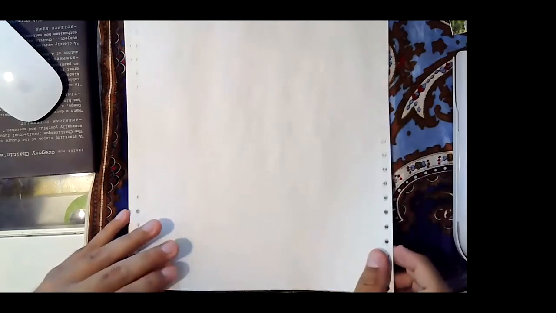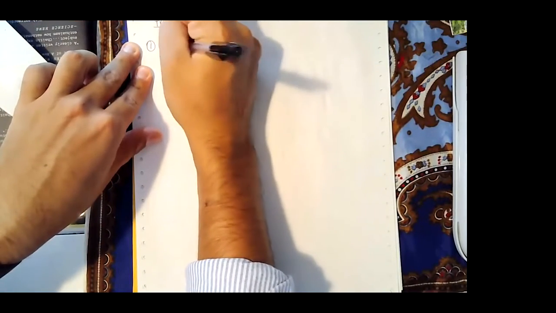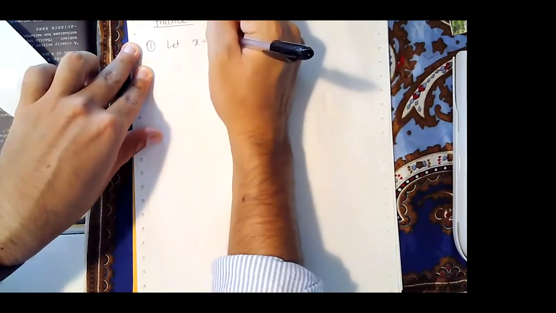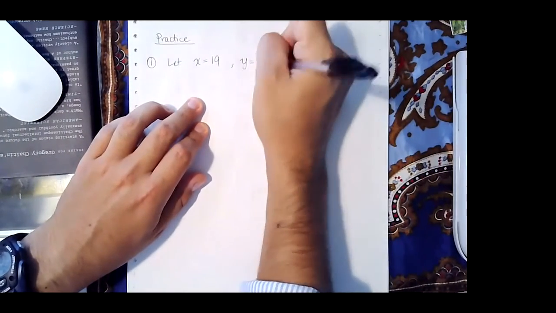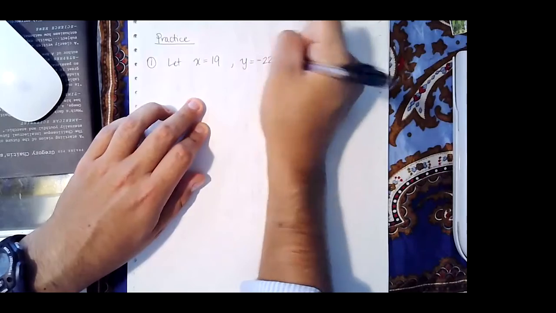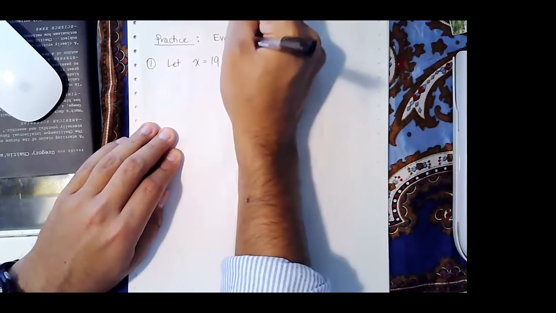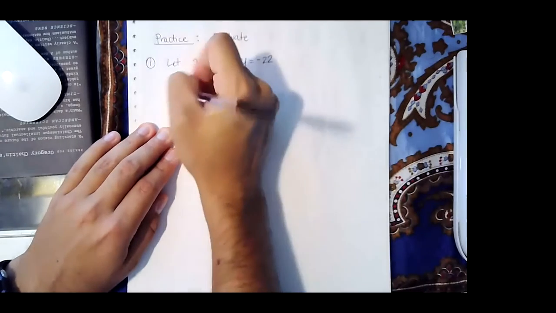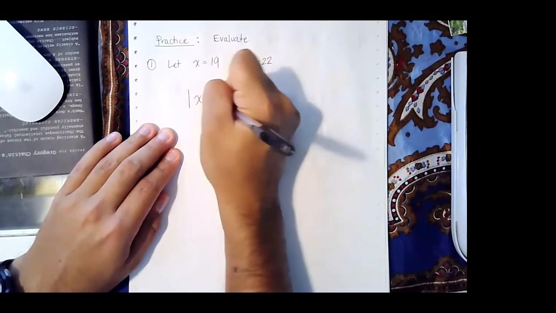Let's do a couple more. So let's practice these. Let x equal 19 and y equal negative 22. And we're just going to evaluate these expressions. The expression I'm going to give you is the absolute value of x minus y.